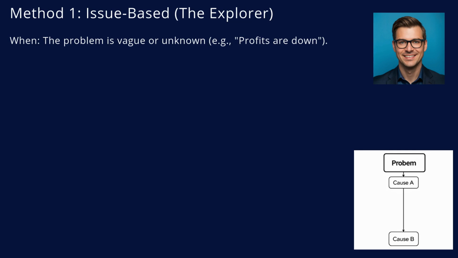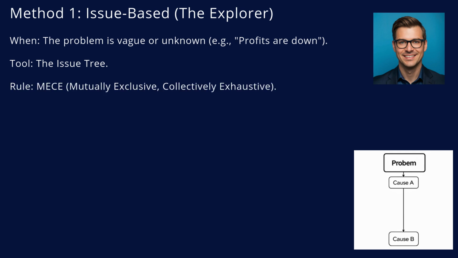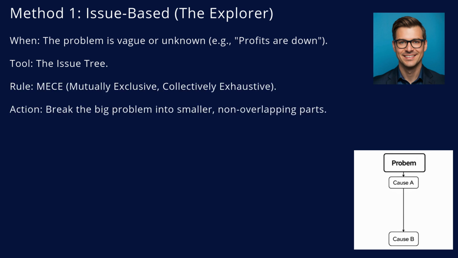Method 1 is issue-based problem solving. Think of this as the explorer. Use this when the problem is vague, like profits are down, and you don't know why. Your tool is the issue tree. You break the big problem down into smaller parts. The rule is MECE: make sure your branches cover everything without overlapping. This gives you a clear map of what to investigate.